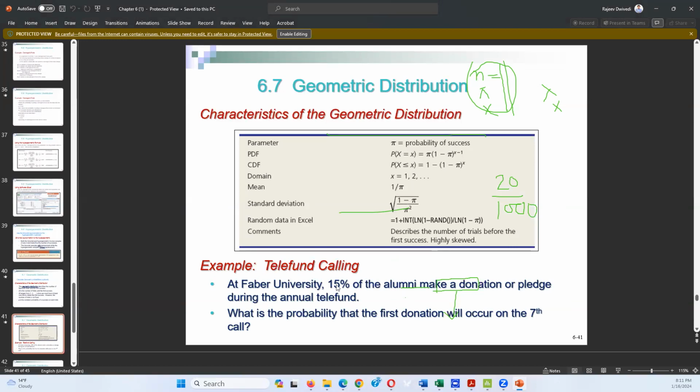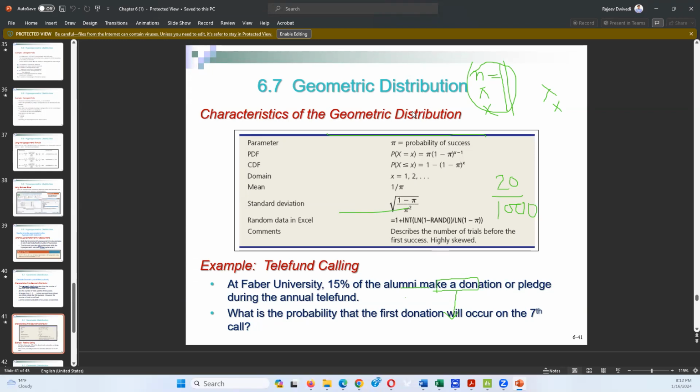So let's look into this university situation. 15% of alumni make a donation or pledge during the annual telefund or alumni meet. What is the probability that the first donation will come on the 7th call, or 7th person? When you see this kind of situation, with the binomial thing, 15% of alumni make a donation and 85% don't, and you ask what is the probability that the first donation will come on the 7th call, this is a geometric distribution case.